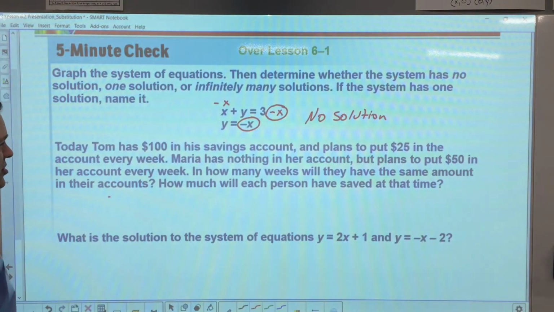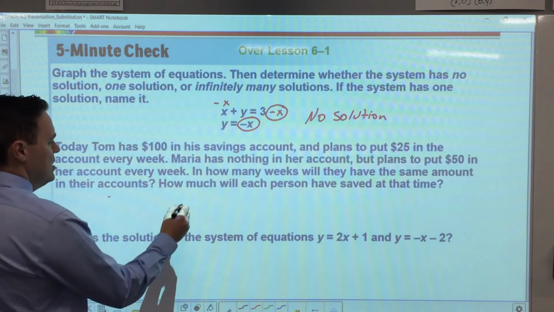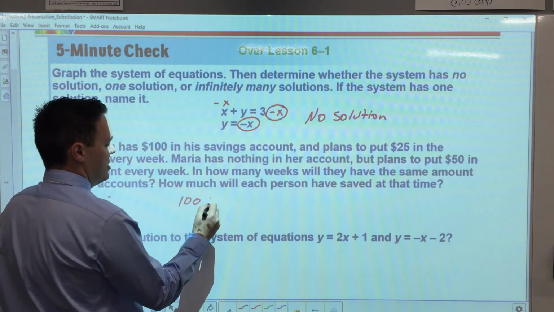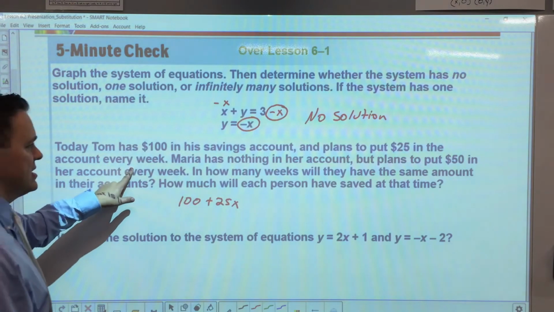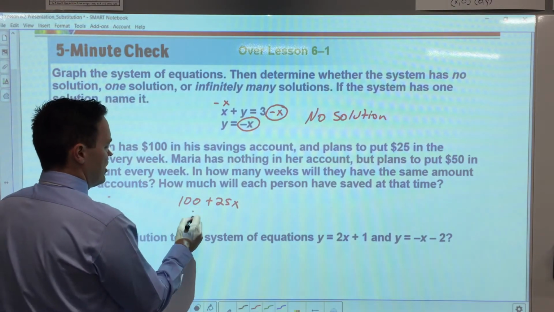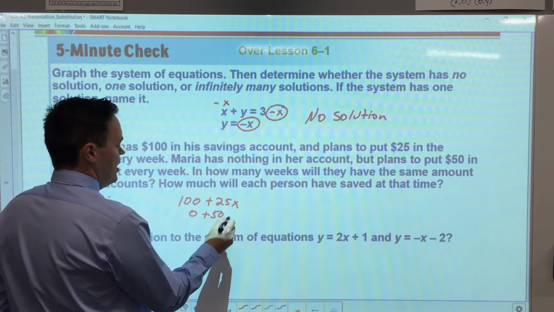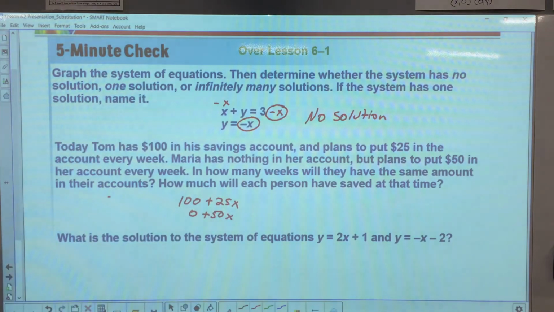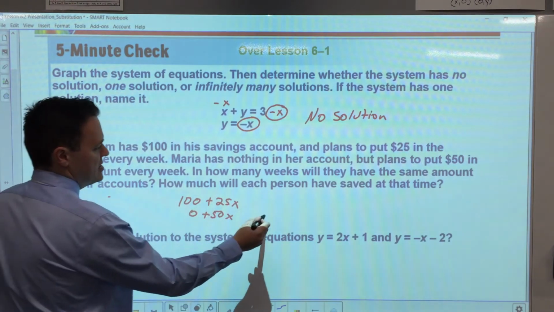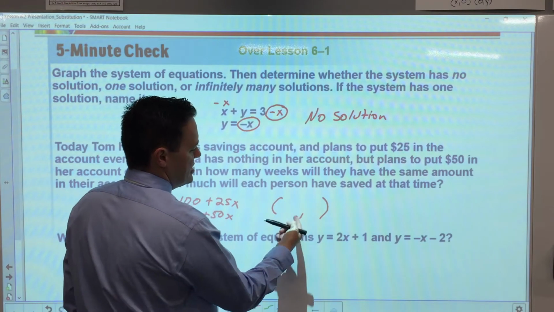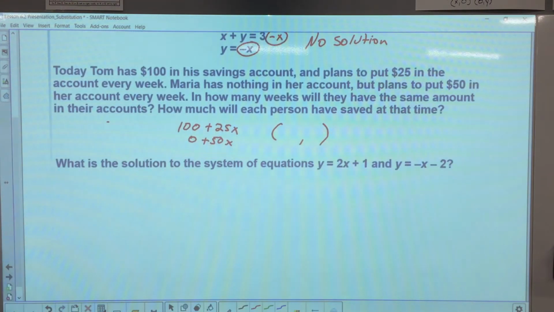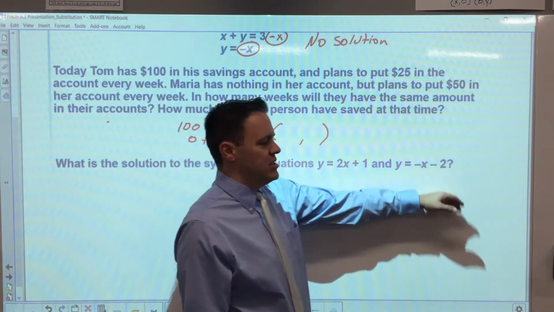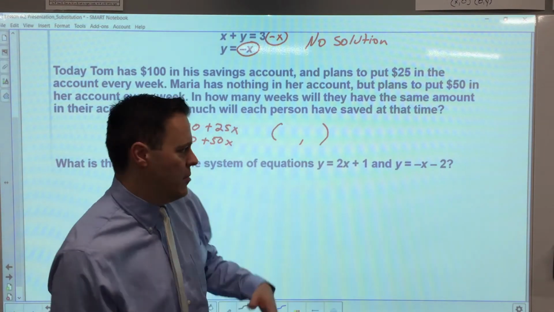Today Tom has $100 in savings and plans to put $25 in the account every week. So Tom is 100, and then he's 25 a week. And then Maria has nothing, but she's going to put 50 in her account every week. In how many weeks will they have the same amount? Ladies and gentlemen, just graph this, and whatever the solution set is, that will be your answer. What is the solution of this system? Please make sure you just graph this, and then go forward from there.